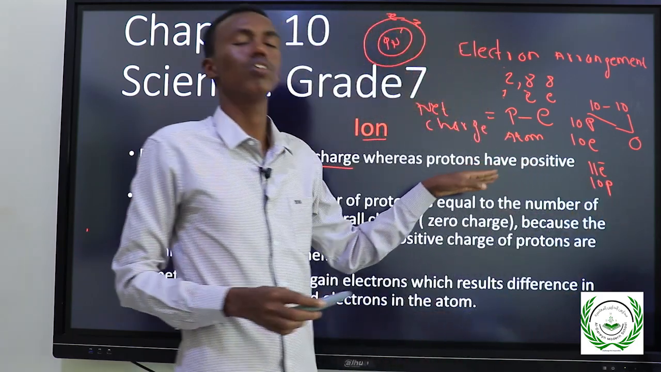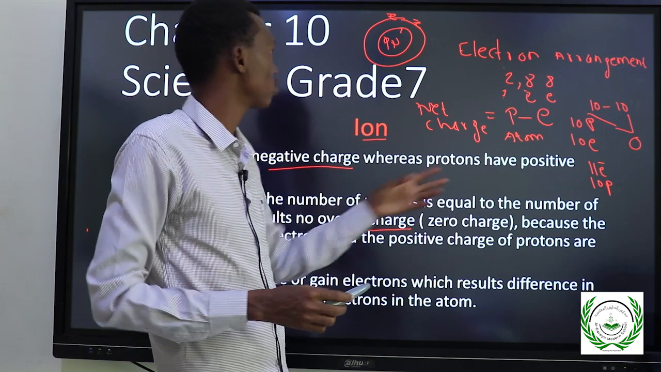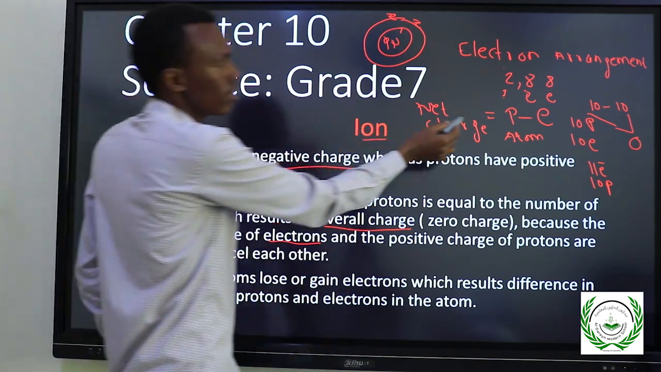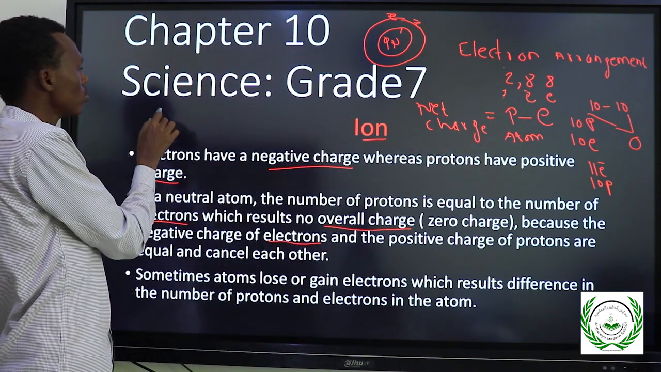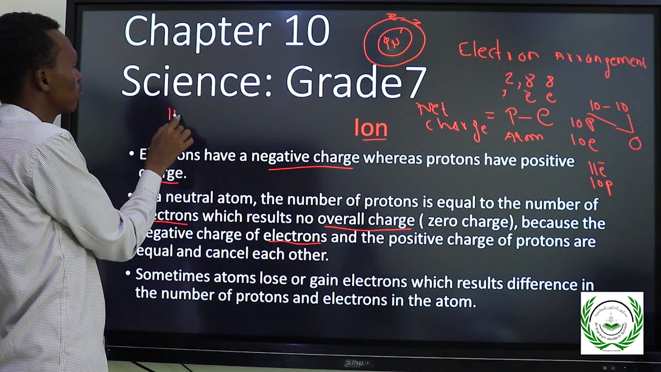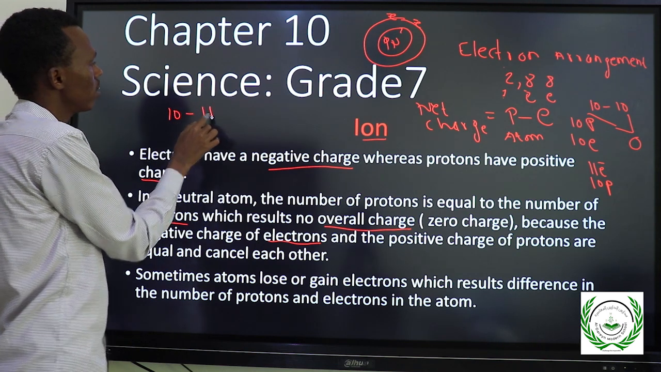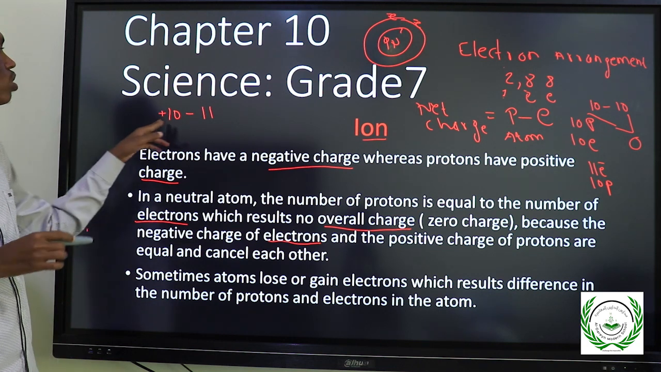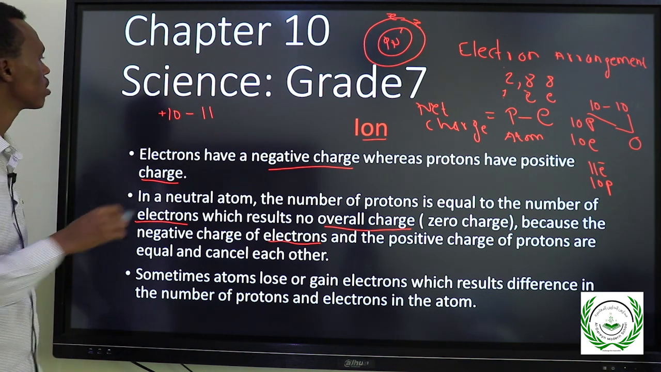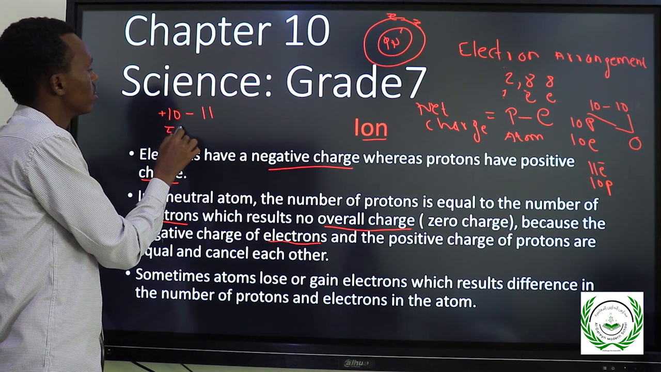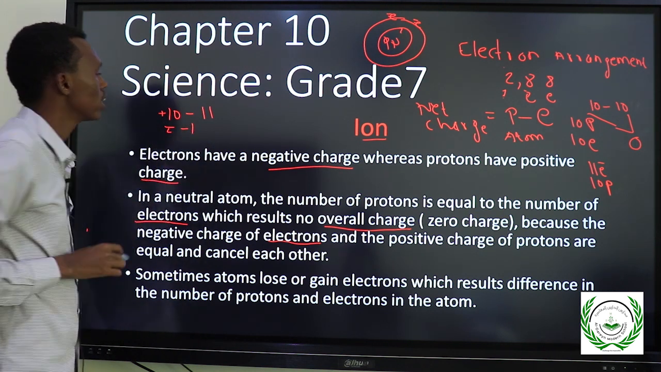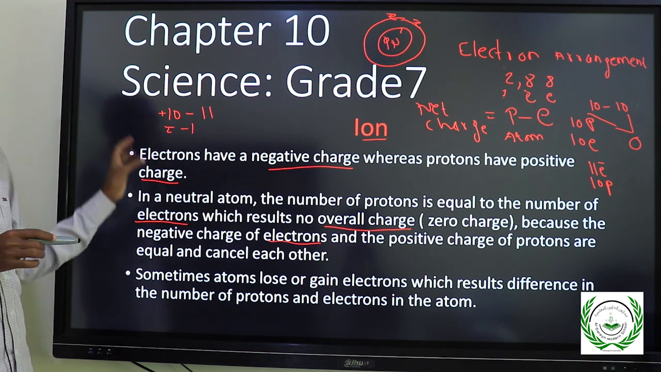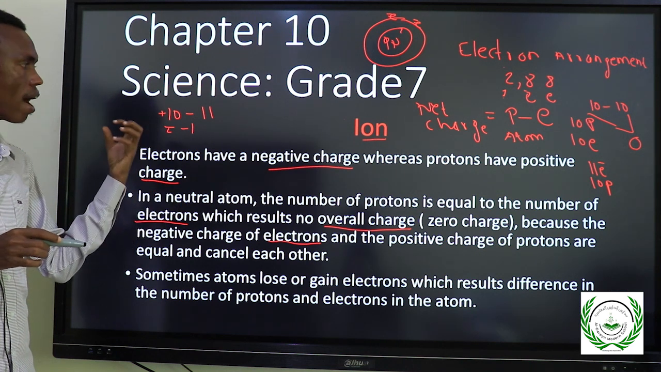If we try to find the net charge of this, let's use the same formula. So we could say the formula is protons minus electrons. So we could say, for example, 10 minus 11. Okay, so this is here a positive because it is a number of protons. So when you subtract these two numbers, it is minus 1. Okay. So that atom has net charge of minus 1. It is a negatively charged atom.